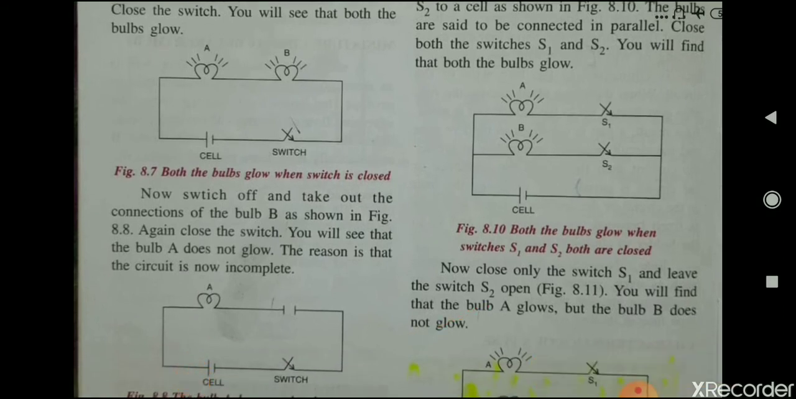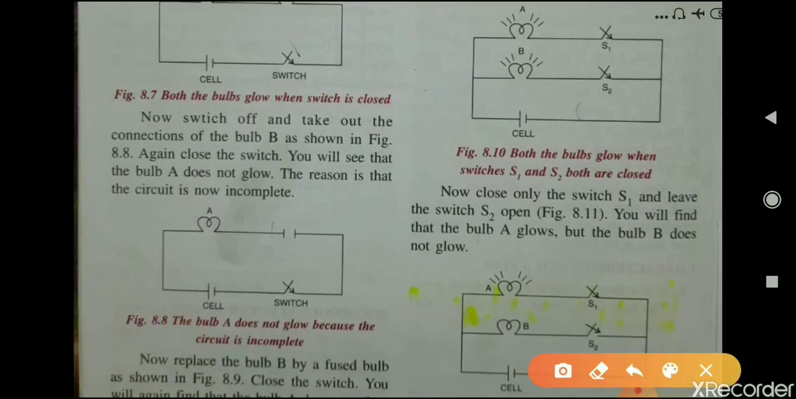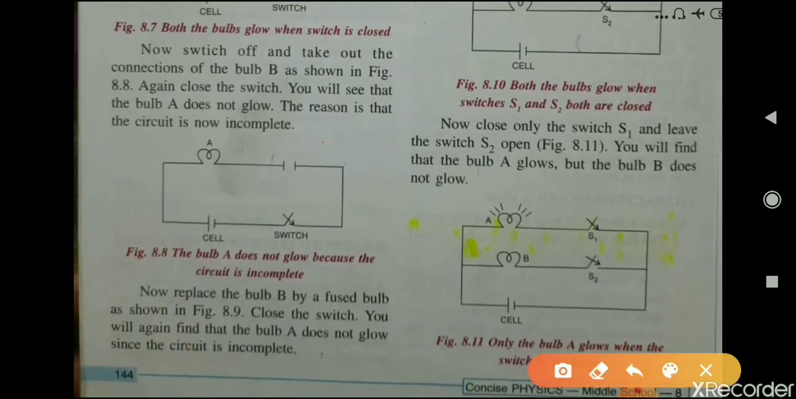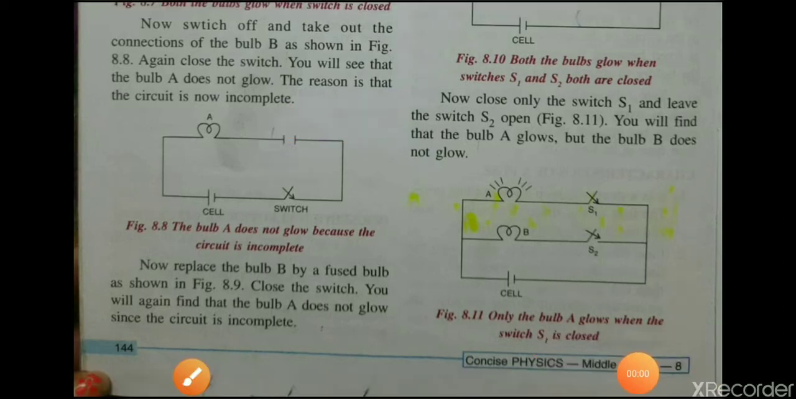Here you can see in this figure where the switch is. Now switch off and take out the connection of the bulb B. Again close the switch. You will see that the bulb A does not glow. Why does this bulb A not glow? Because now the circuit is incomplete here. The circuit is incomplete because we have taken out the connection of this bulb B.